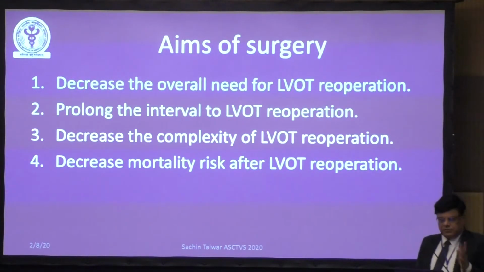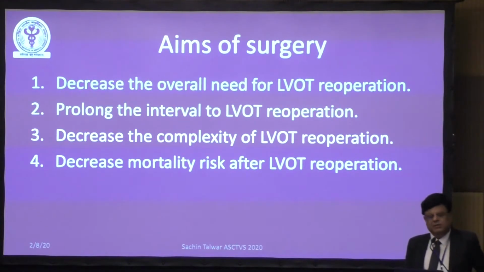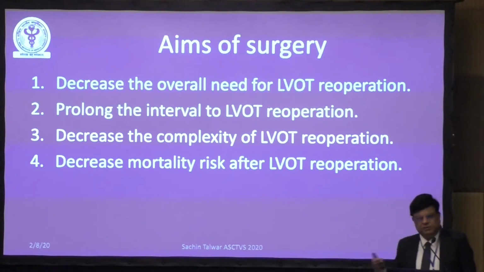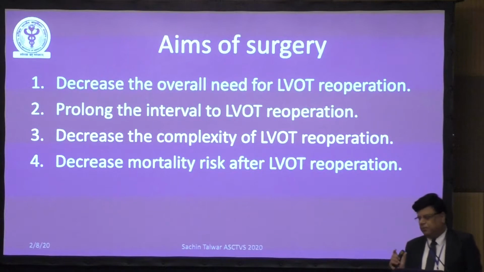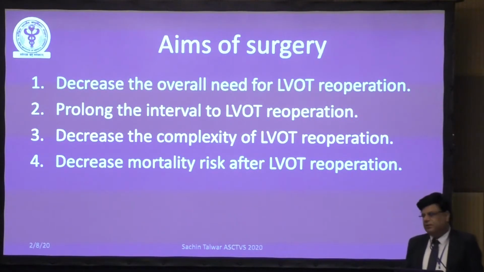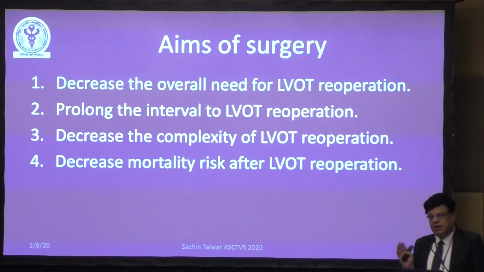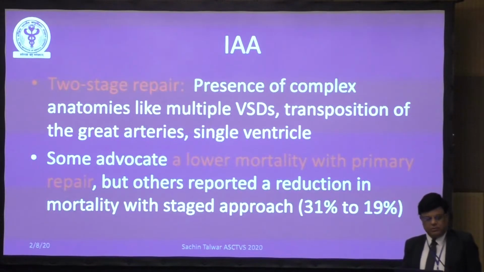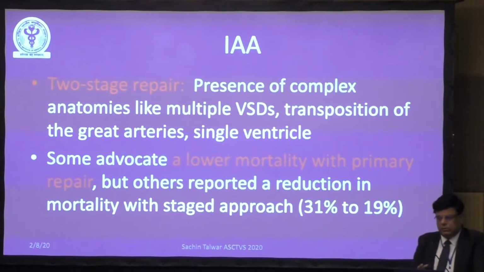So the aim of surgery for these patients is to decrease the overall need for the LVOT operation, because that can have implications in the postoperative phase. Prolong the interval to LVOT reoperation, because many of these patients will require reoperation. So you prolong the period from the first operation to the second operation, then reduce the complexity of the LVOT operation, because these patients are often very small and the operations become more difficult, and reduce the risk of mortality after the LVOT operation. So morbidity is significant, the mortality is significant, so you want to do things which will reduce the mortality and reduce the morbidity also. So there are two types of repair.